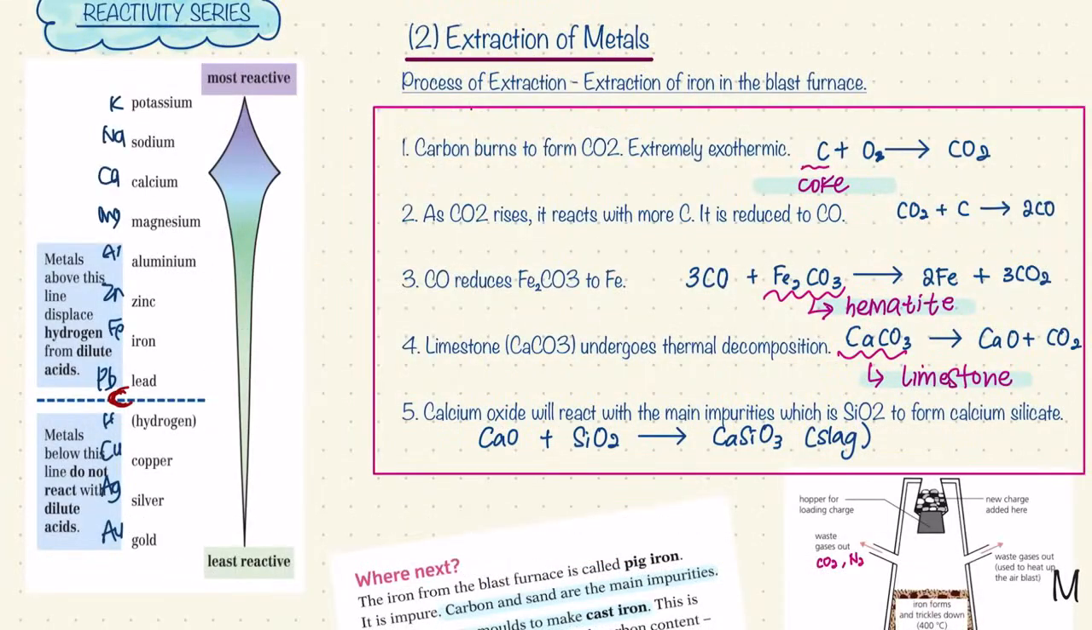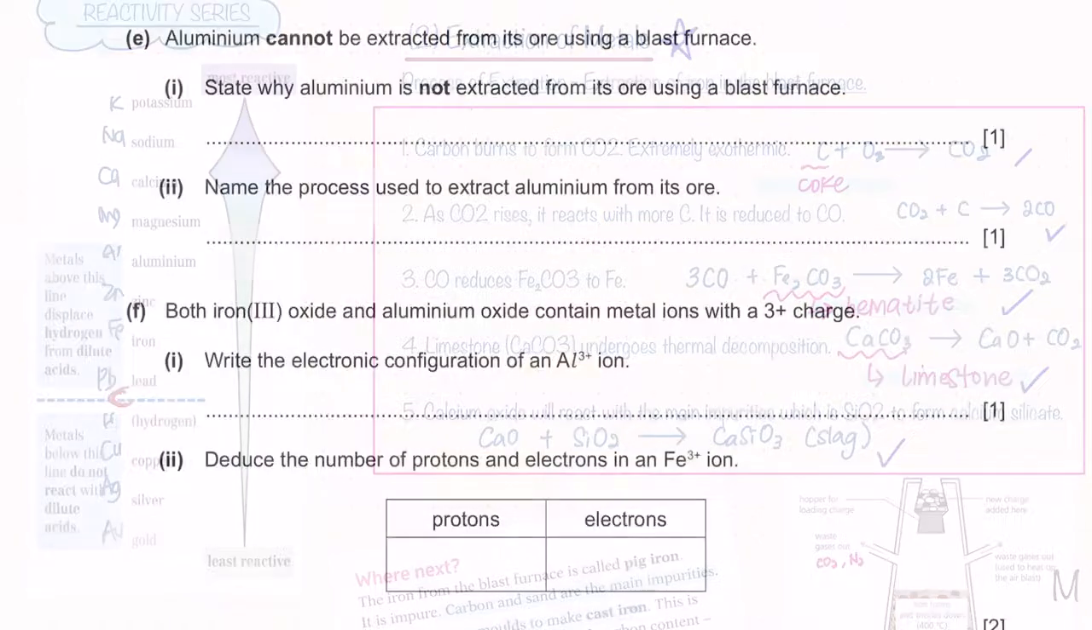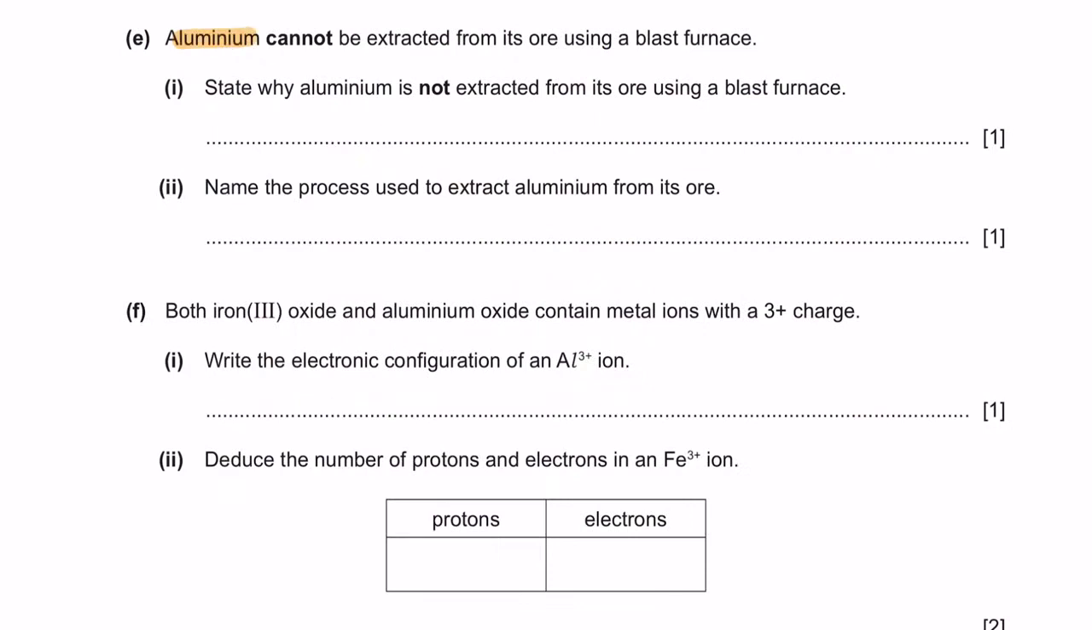As a summary of this question, you can take a screenshot of the process of extraction for iron in the blast furnace. Make sure you remember all the chemical equations that happen at each stage. Next, question E. Aluminium cannot be extracted from its ore using a blast furnace. Part 1. State why aluminium is not extracted from its ore using a blast furnace.